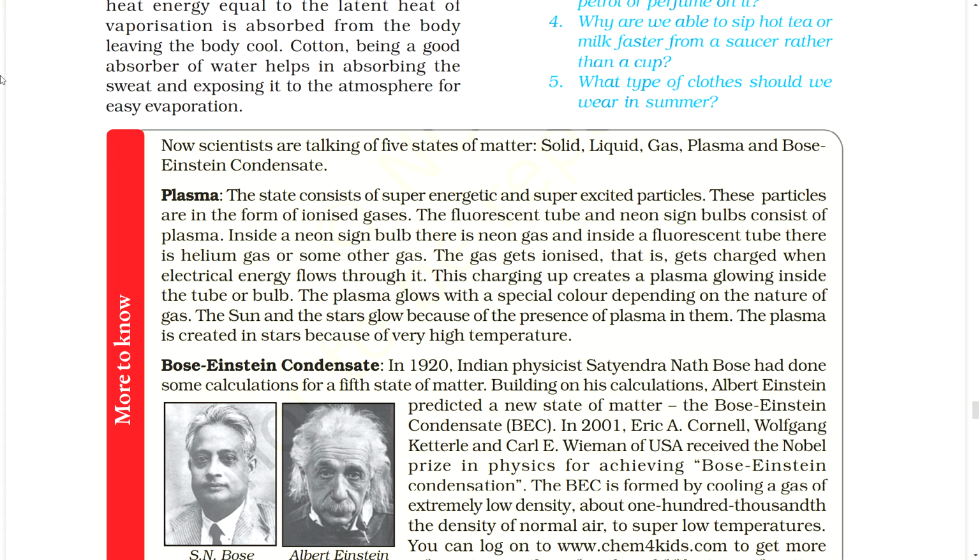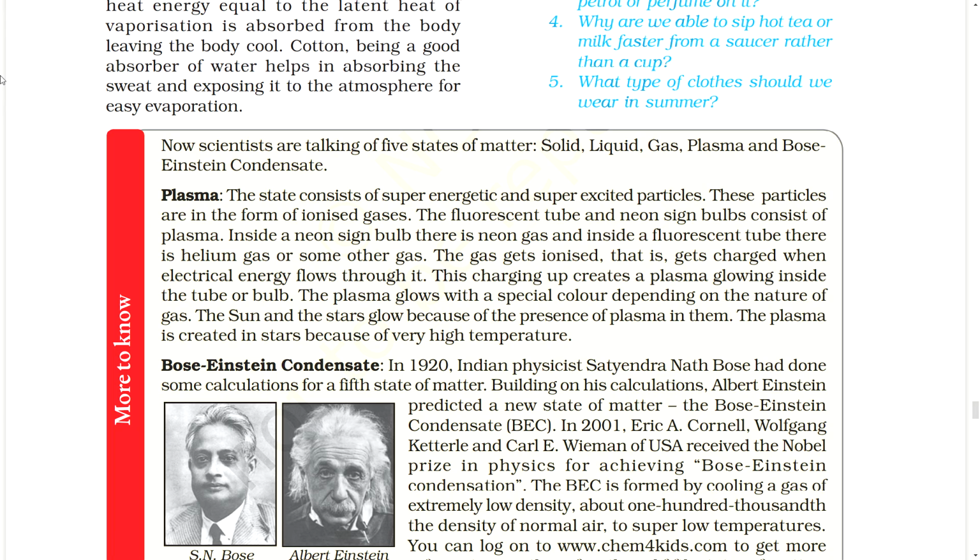More to know. Now scientists are talking of 5 states of matter: solid, liquid, gas, plasma, and Bose-Einstein condensate. Plasma, the state, consists of super energetic and super excited particles. These particles are in the form of ionized gases. The fluorescent tube and neon sign bulb consist of plasma.